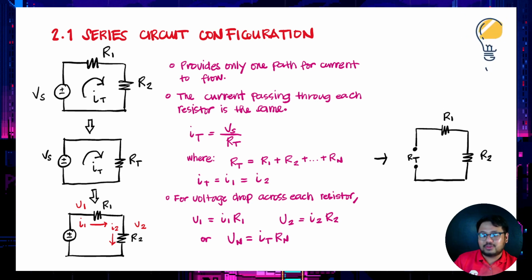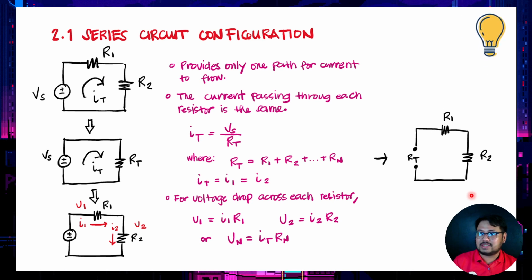And if you have multiple resistors that are in series, the total resistance is just equal to R1 plus R2 plus R3 and so on and so forth, as shown in this equation. So if you have n number of resistors, then you have to add n number of resistors to get the total resistance. Then you have to substitute that to Ohm's law to get the total amount of current passing through our circuit. For the voltage drop across each resistor, it will be a different story.